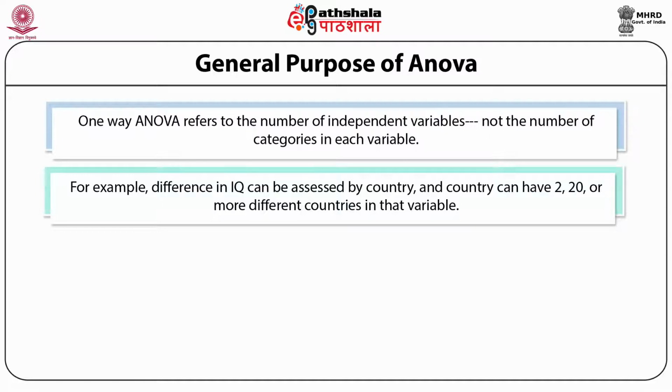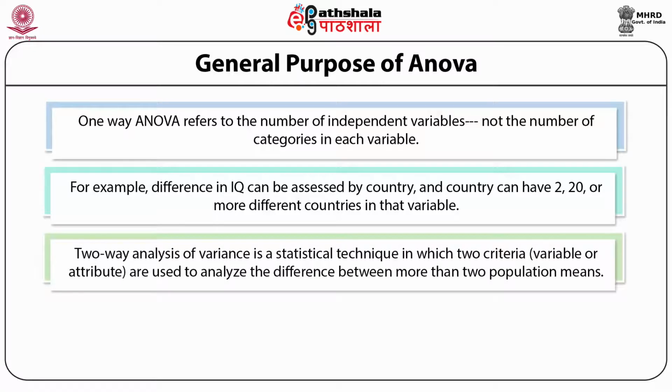Now, coming to two-way ANOVA, it is also called factorial ANOVA. Factorial ANOVA can be balanced, meaning it has the same number of participants in each group, or it can be unbalanced, having a different number of participants in each group. It means that if we are comparing 3 groups of populations, then each population can have a different number. Two-way analysis of variance is a statistical technique in which 2 criteria, variables or attributes are used to analyze the difference between more than 2 population means.